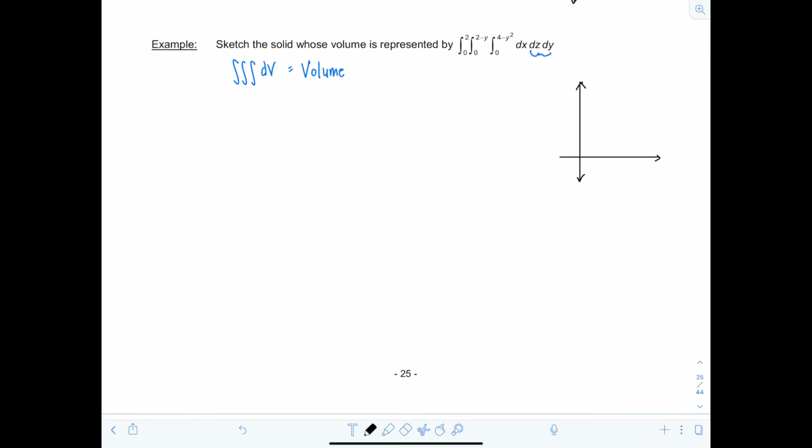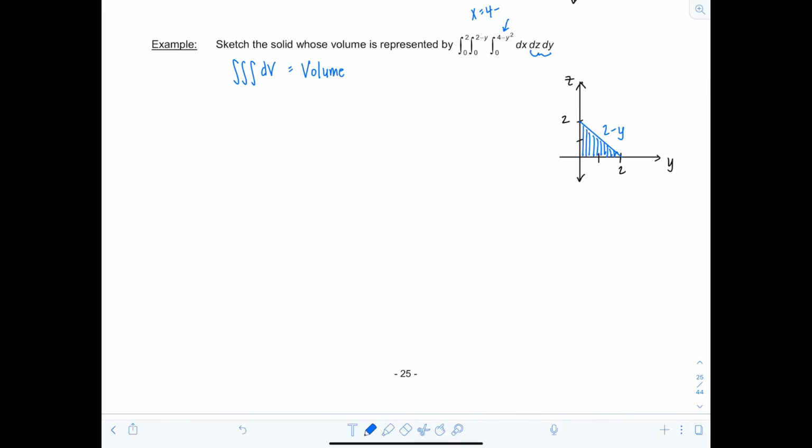So y is going to go from 0 to 2. I'll say this is the y-axis, this is the z-axis. And then z is bounded above by the line 2 minus y and below by y equals 0. So this is the base region in the yz plane. And then notice this equation, 4 minus y squared, is an upper bound for x.